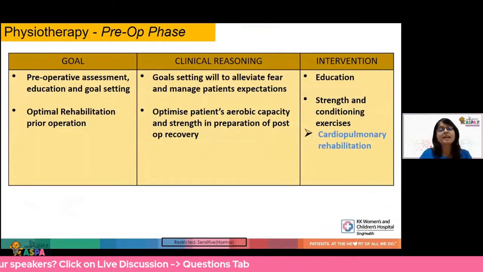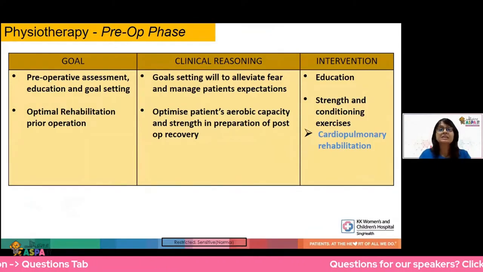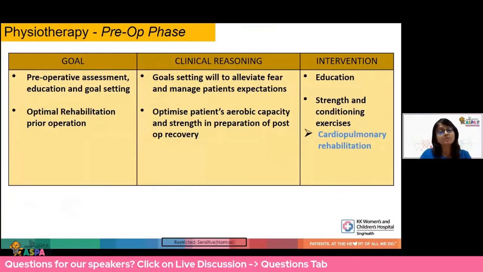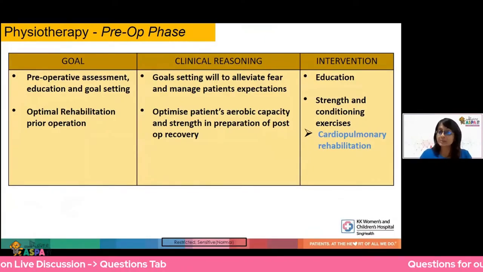For the physiotherapist, the main goal at this stage is to conduct medical and physical assessments on the patient and to also provide some education, functional prognosis, and discussion about other complications such as phantom limb pain, and to also provide some realistic short and long-term goals to help alleviate fear and manage patient experiences and expectations.